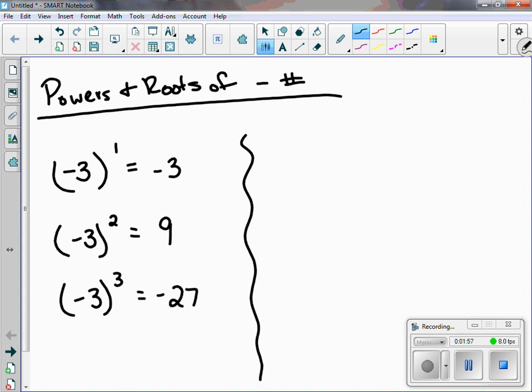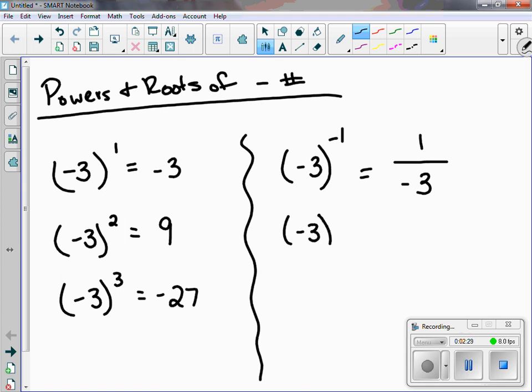Okay, so these are positive exponents. Well, what happens if we've got negative exponents? So let's say I've got negative 3 to the negative 1. Now remember, with negative exponents, this flips it and creates a fraction. So this is now 1 over negative 3. Just because you have a negative exponent and a negative number does not mean it comes out to a positive fraction. The only difference here is a negative exponent just flips the fraction.